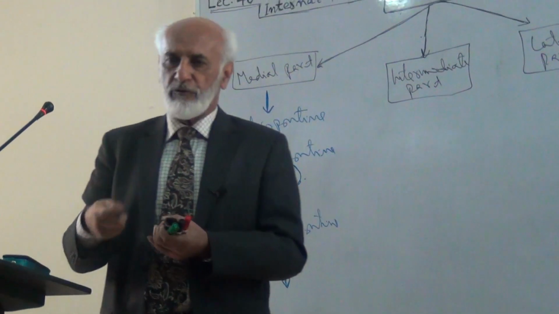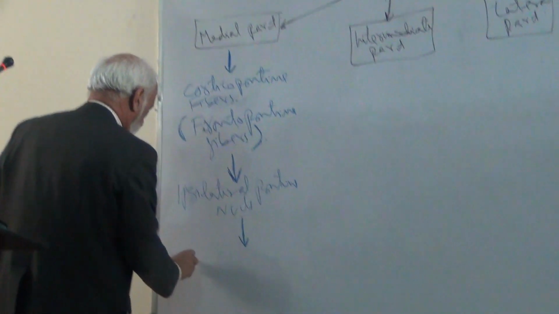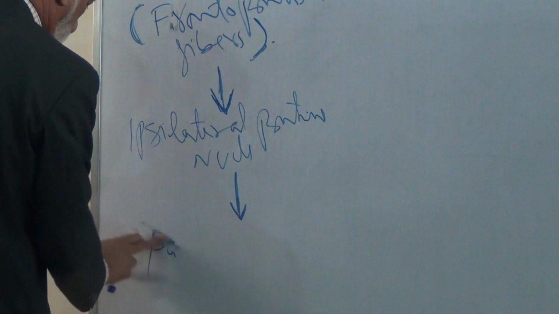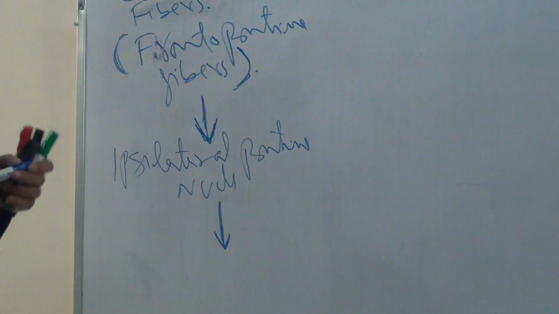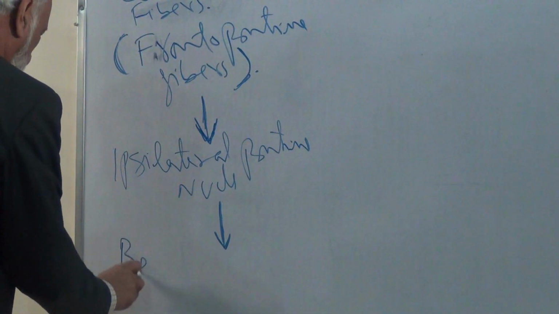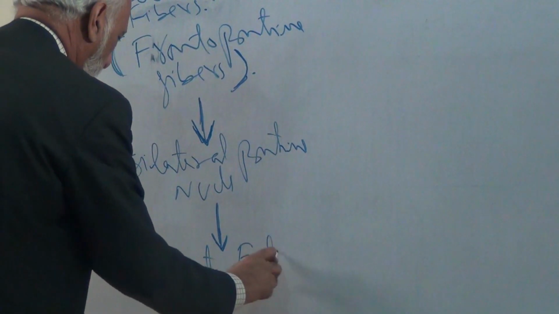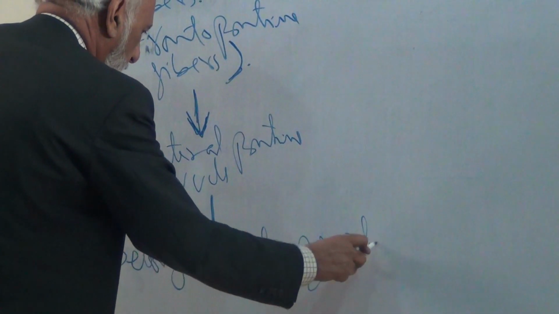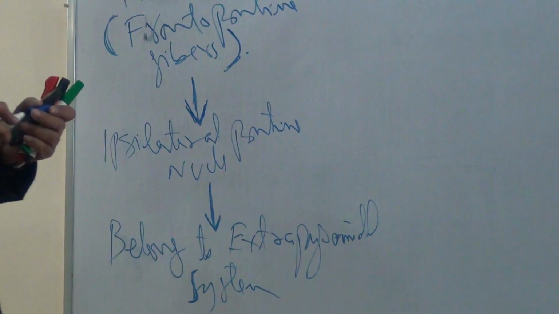Now these corticopontine, frontopontine fibers, they are part of the extrapyramidal system. They belong to the extrapyramidal system. You know, the motor system we divide into pyramidal and extrapyramidal system.